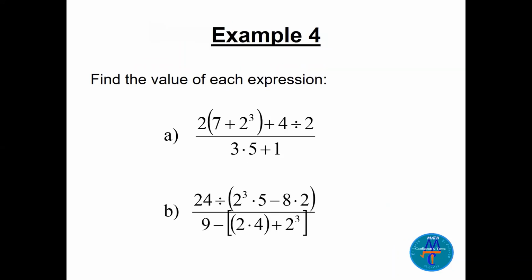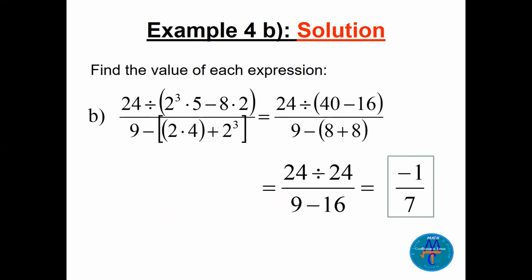Now, did you try part B, please? If you did not, if you want to try, you can pause it now and try it for a second. Maybe a little more difficult than part A. Okay, let's see now B. 24 divided by, so we leave that. Inside the bracket, we have 2 cubed times 5 minus 8 times 2. So I go to the power here. 2 cubed is 8, multiplied by 5, so 40 minus, there is a multiplication here. I cannot subtract. I have to multiply first. 8 times 2 is 16.